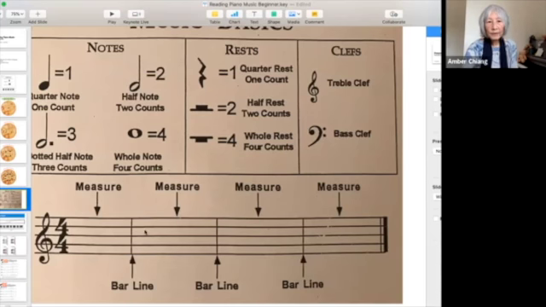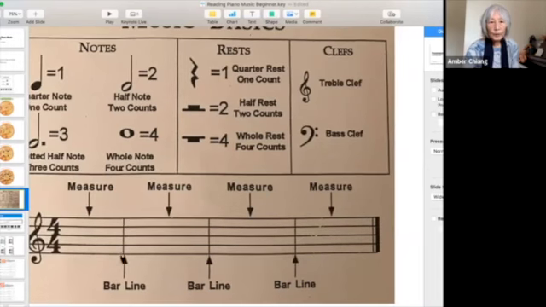Now we have these bar lines, which separate to make it easier to read the music. Otherwise, it'd be a bunch of notes and it'd be really confusing. So we put these bar lines in to create measures. So the measure is the space between the bar lines. So here we have 1, 2, 3, 4 measures. So this is the space between the bar lines.